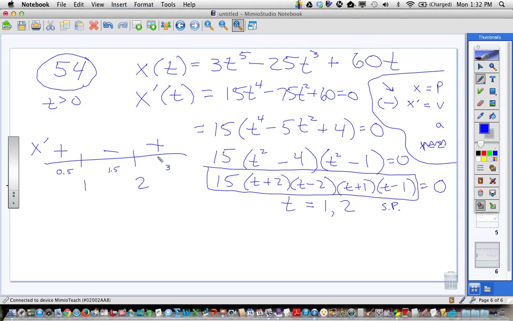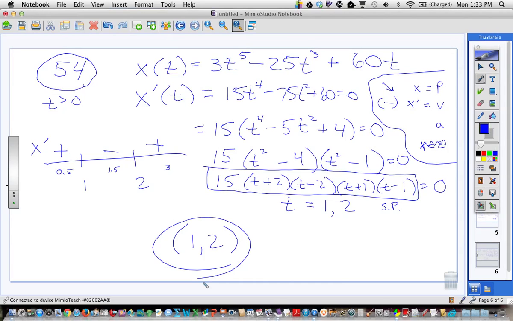So there we go. So what's this particle doing? Right, left, and right. So the answer to the question, when is the particle moving to the left? Between 1 and 2. Between 1 and 2. Time units, whatever, seconds, whatever it is.